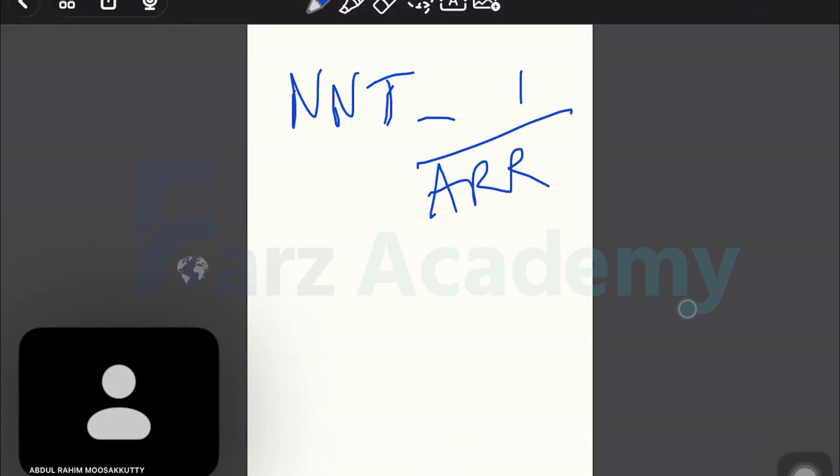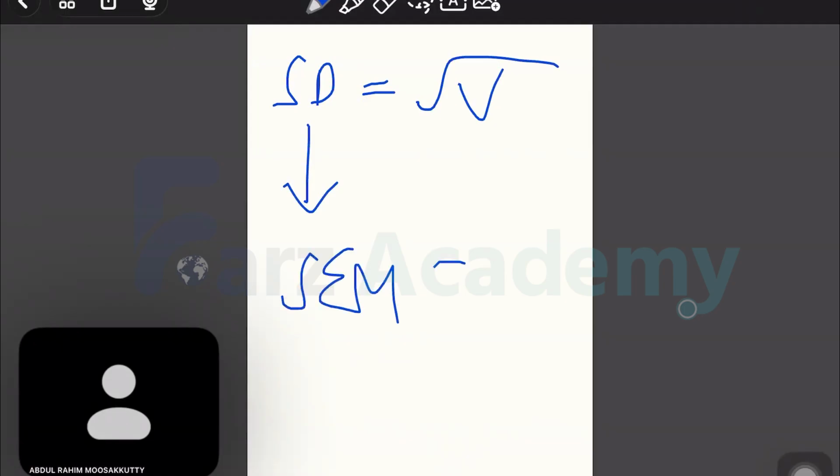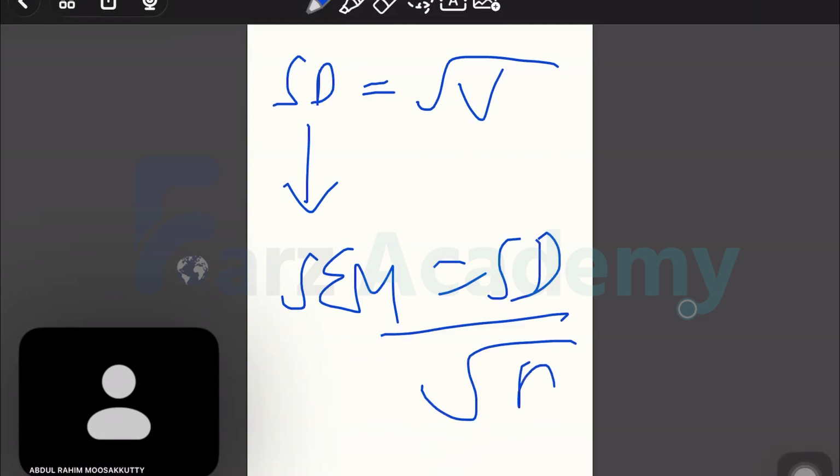Anybody else? Any other differences? There was something called NNT. Number needed to treat. Yes, that was one upon absolute risk reduction. Absolute risk reduction is the difference between the control event rate and the experimental event rate. Then we saw standard deviation is the root of variance. And when you extrapolate it to a population, it becomes standard error of mean, which was standard deviation upon the root of sample size.